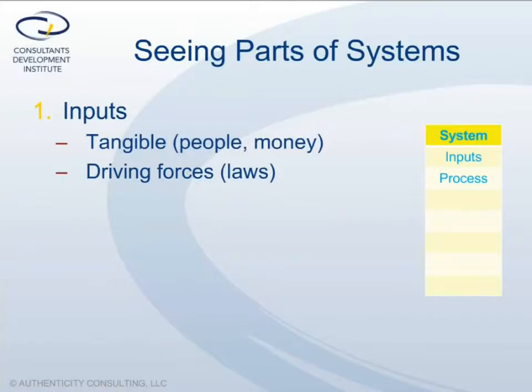Let's look at the inputs part of a system now. Inputs are items that are used by the various processes in the system to achieve the overall goal of the system. General types of inputs include people, money, equipment, facilities, supplies, people's ideas, and people's time.